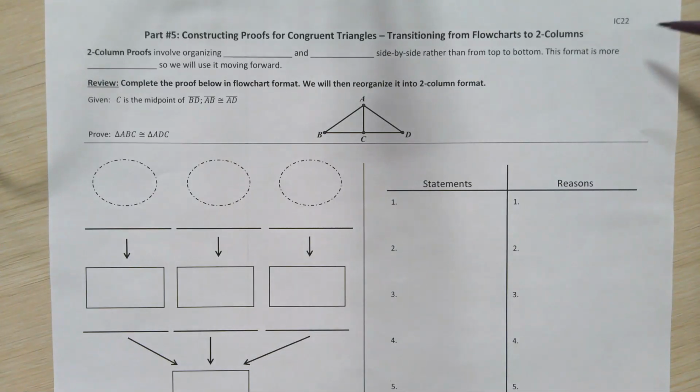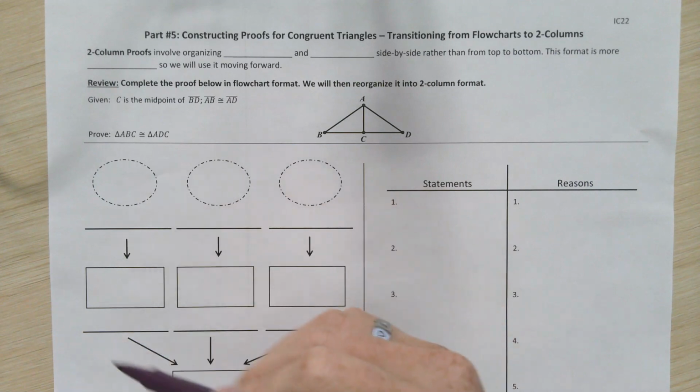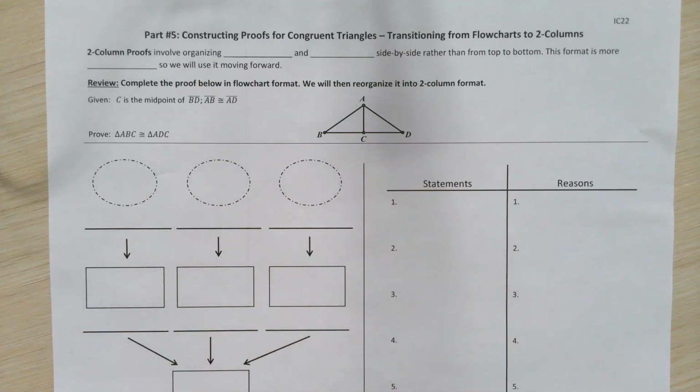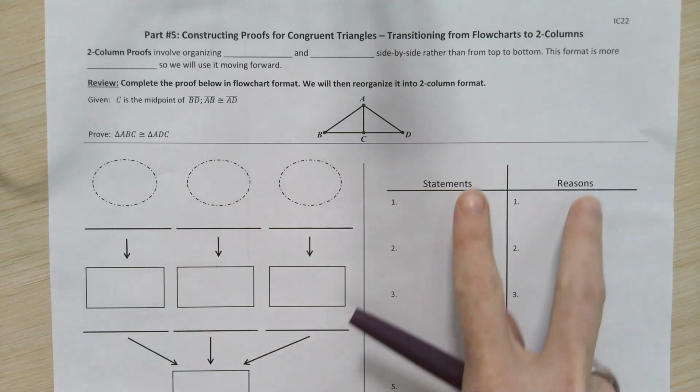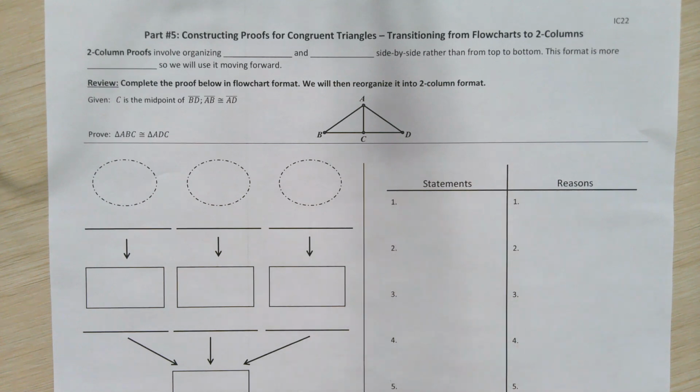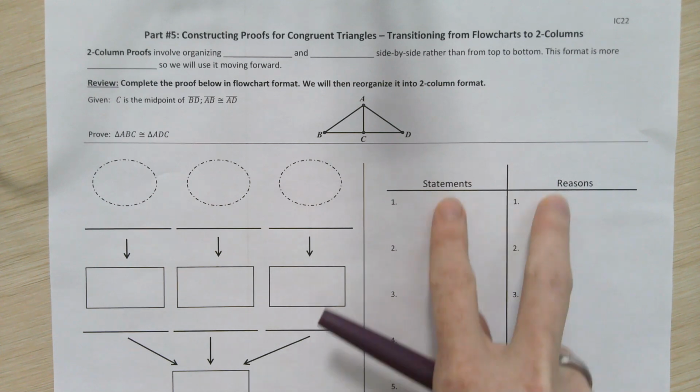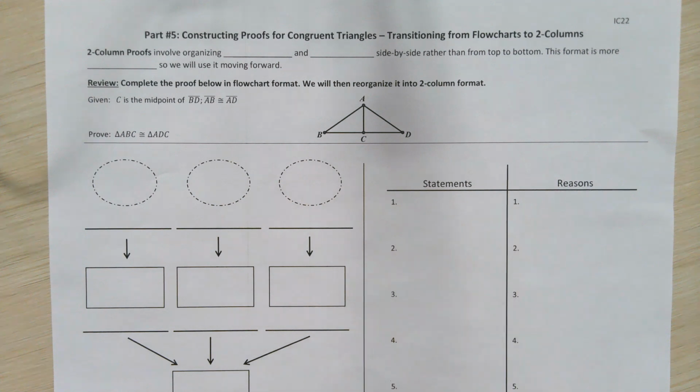For today's video, you'll need IC22. This is the day where we are going to take our flowchart proofs that we've been writing for congruent triangles and transition over into our official two-column format. This is going to be what your problems will look like when you eventually take your assessment over this topic.